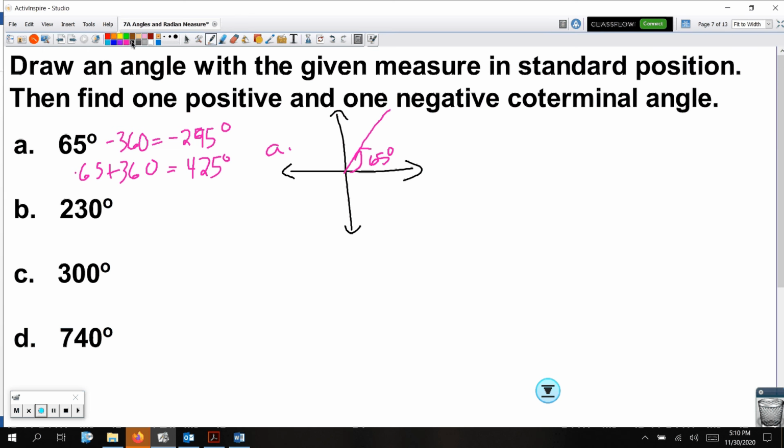All right, let's look at letter B. Okay, real quick. So this is 230 degrees. So we start here. We go up 90, 180. 180 plus 50 is going to give us 230, so it's going to be right about there. Good enough. All right. So my blue angle, that's 230 degrees.